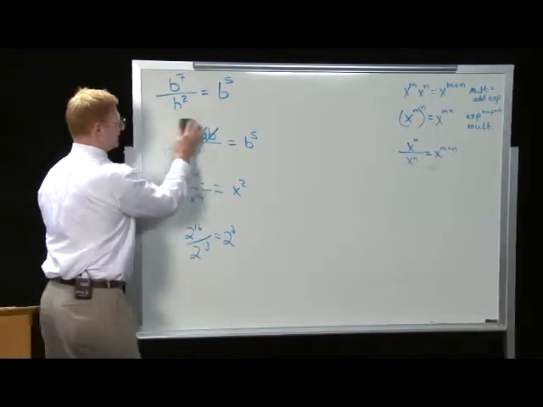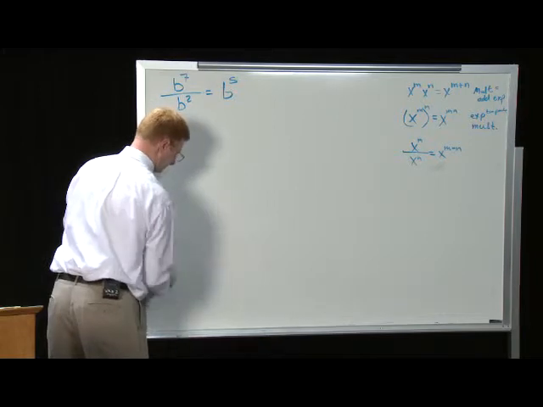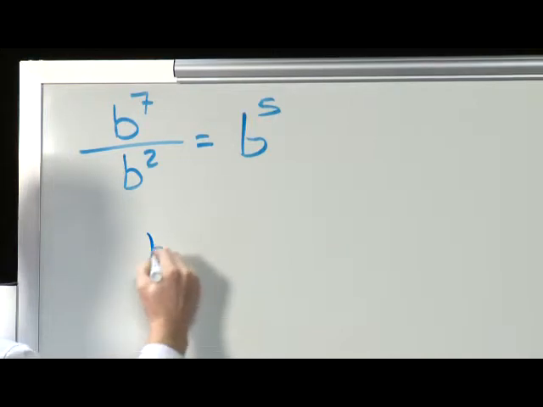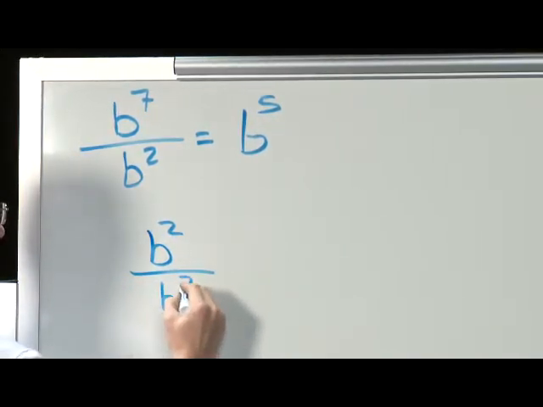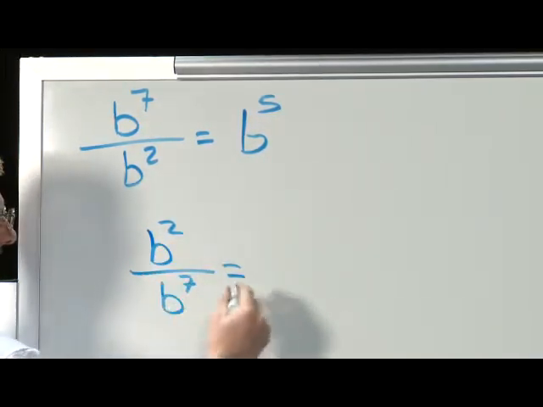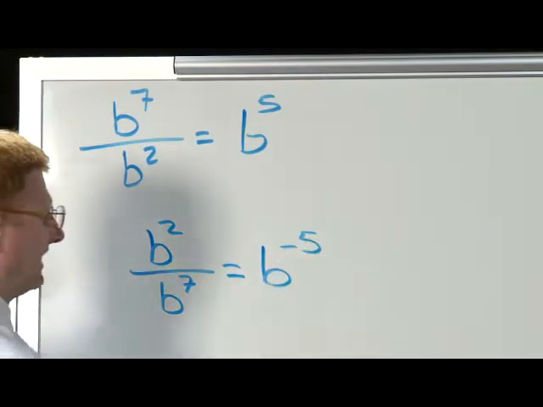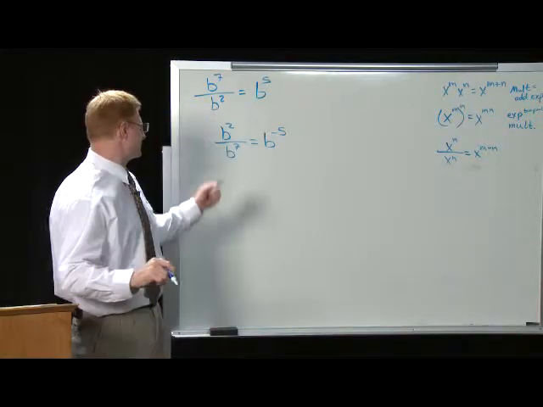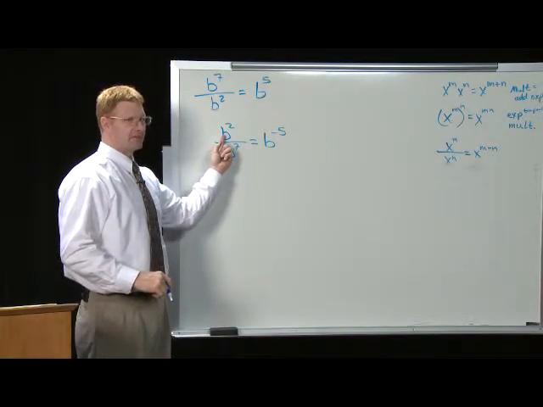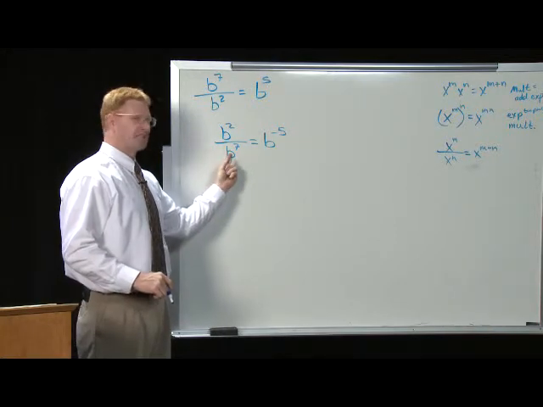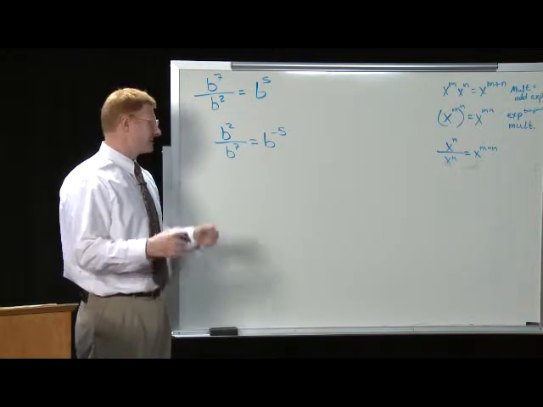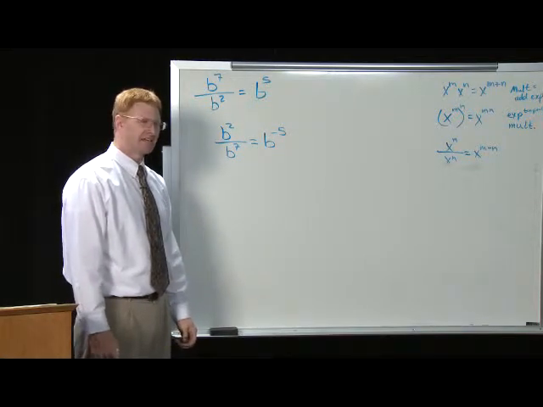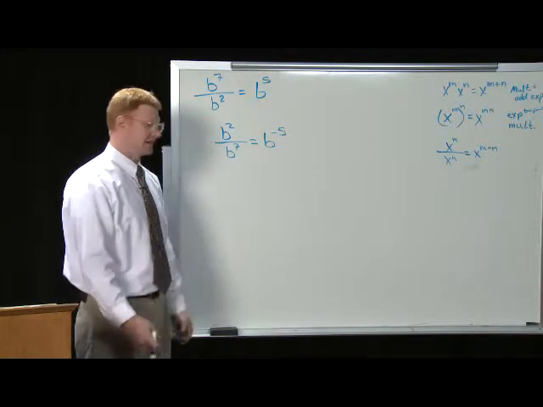Let's take this problem right here. And so 7 minus 2 is 5. What if we switched it over? 2 minus 7 is a -5. Now, if you remember what an exponent is, this is telling you how many b's are timesing together. This says we have 7 b's timesing together down here. Have you ever seen b times by itself -5 times? Doesn't make any sense. How do you have a b and a b and a b -5 times?